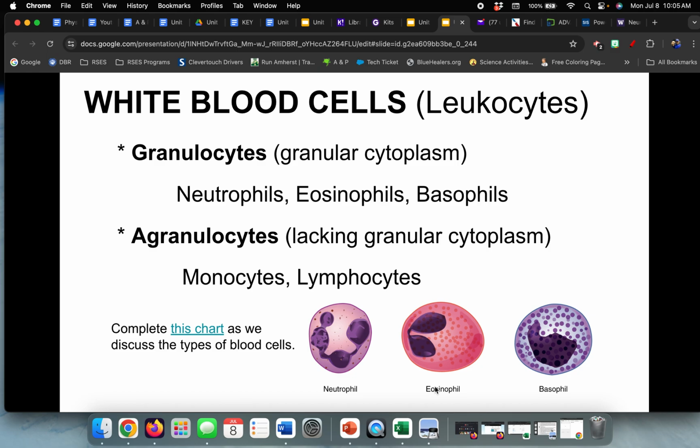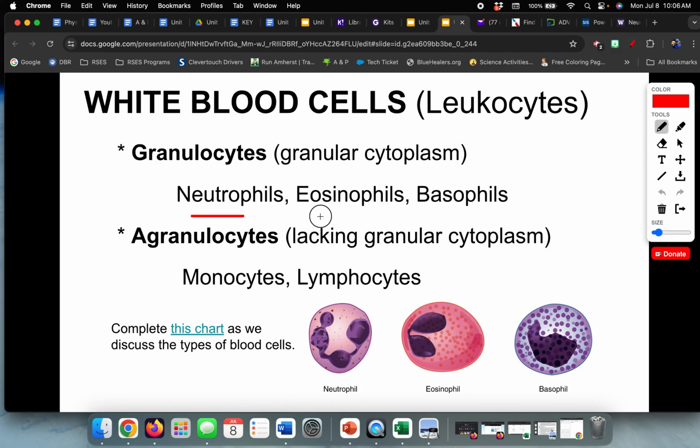All right, moving on to the leukocytes, the white blood cells. They're divided into 2 categories. Granulocytes means that they have granular cytoplasm. And what do I mean there? Well, these are the 3 types: neutrophil, eosinophil, and basophil. Granulated cytoplasm means there are little grains in the jelly-like substance, the cytoplasm.